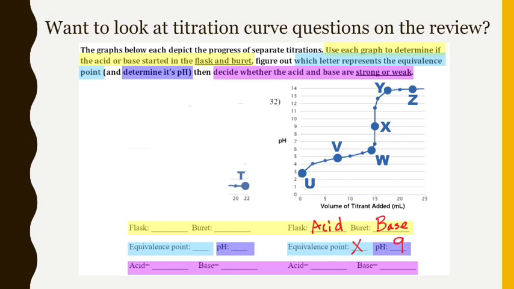And like we just saw, if our equivalence point is pulled onto the base side of things, which pH 9 is, then the base was stronger than our acid when playing that tug of war. So the base must have been strong while the acid is weak. That's it. Quick, easy stuff.